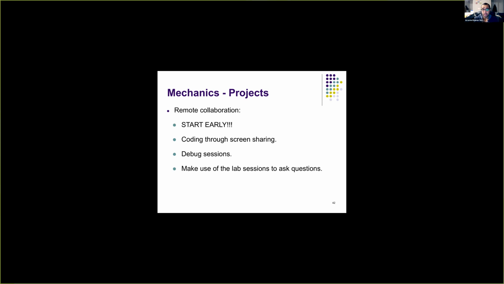And if you start early, you can actually use lab sessions to ask questions to the TAs. More lab sessions, I think, will also be remote. So you can schedule calls with the TAs so that you can ask any clarification questions regarding lab sessions. It's really important that you start the labs early because they are remote and it'll be challenging to get them done in time if you don't start early.